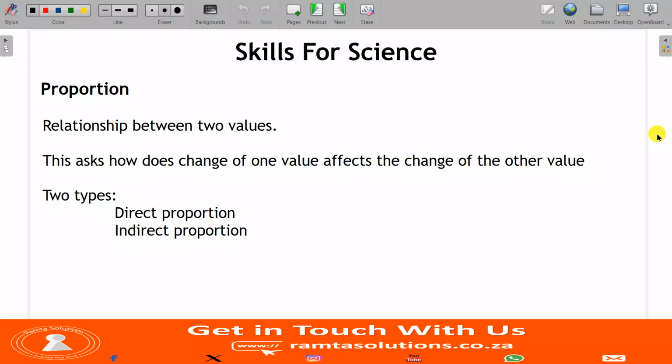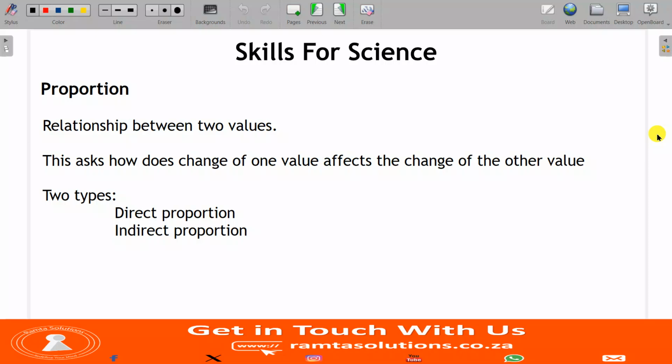Here, what we will be looking at basically is how a change in one of the values affects the other value. Meaning, if you increase one value, does the other value remain the same? Does it increase or does it decrease?